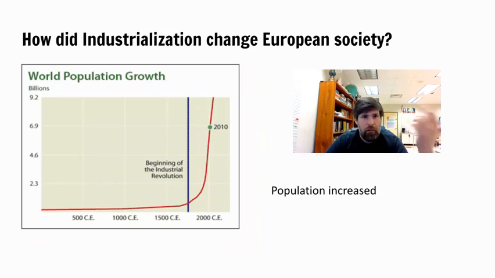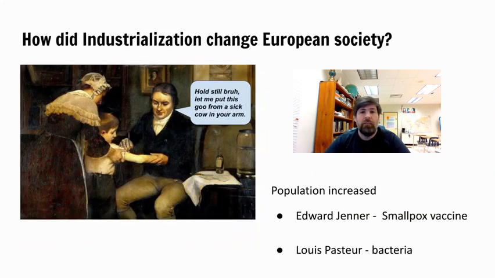One commonly quoted statistic is that it took until 1900 for the world to reach 1 billion people. And then by the end of the 20th century, we were at like 6 billion people. That is because of industrialization. And one of the main reasons why is because of better medical practices, new ideas in medicine, new innovations in medicine. For example, smallpox was a disease that killed many people in Europe before the Industrial Revolution.